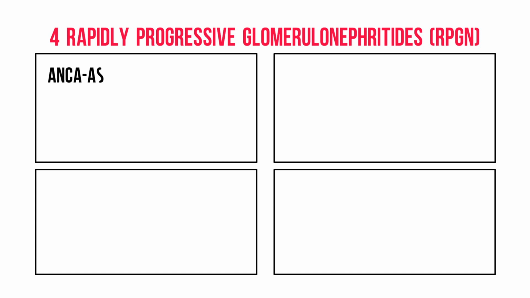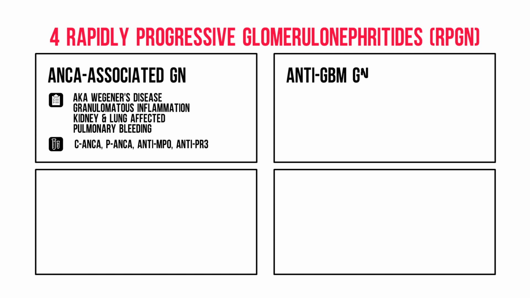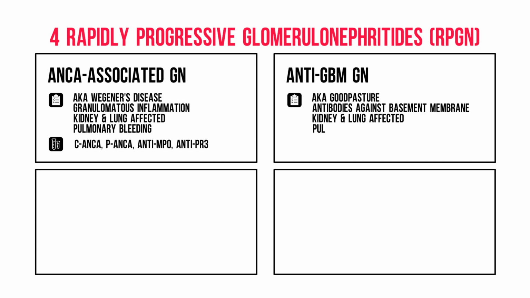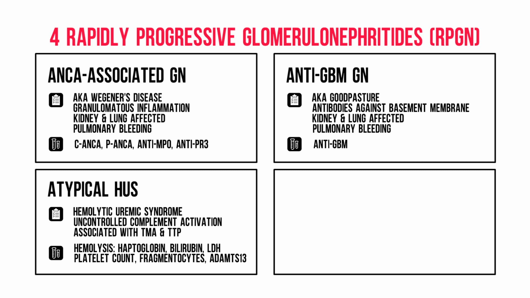The first is ANCA-associated glomerulonephritis, previously called Wegener's disease, which is characterized by granulomatous inflammation in the kidneys and lungs and can thus cause pulmonary bleeding. The second is anti-GBM glomerulonephritis, previously called Goodpasture's disease, characterized by antibodies against the basement membrane in the lungs and kidneys, causing pulmonary bleeding. The third is atypical hemolytic uremic syndrome, usually caused by uncontrolled complement activation, causing thrombotic microangiopathy and direct tissue damage. It thus has similar characteristics to TTP. And the fourth is lupus.